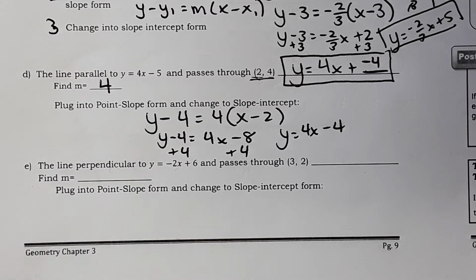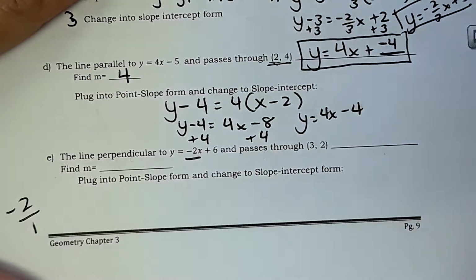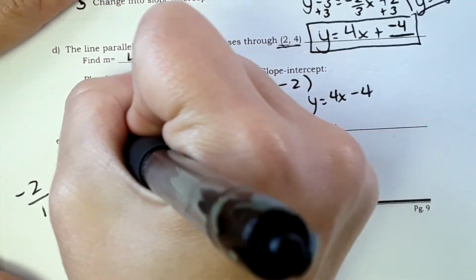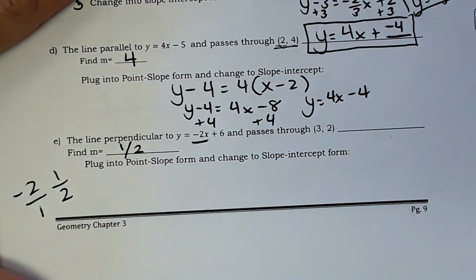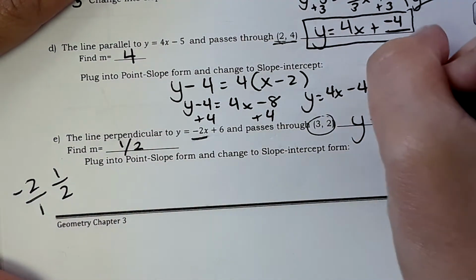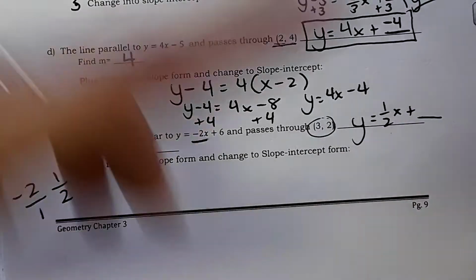And E is similar. It just says the line is perpendicular to this. So if we have a slope of negative 2 over 1, a line perpendicular to that would have a slope of positive 1/2. So our slope now is positive 1/2. And it passes through (3, 2). So the way we get to y equals 1/2 x plus whatever the b is, is through the point slope form.